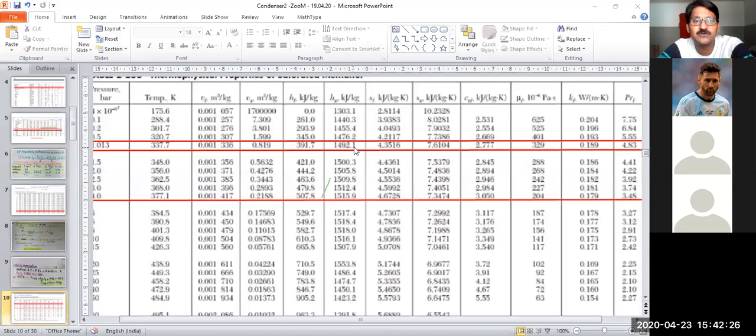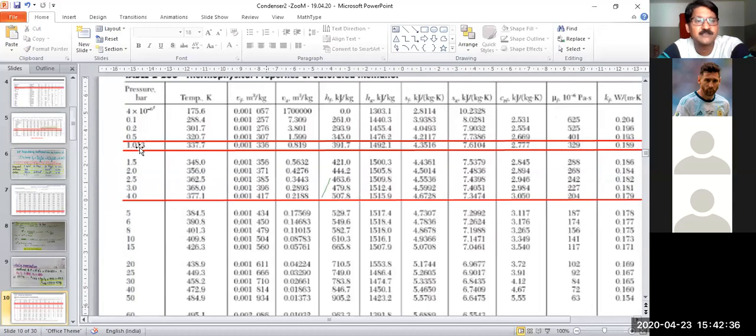1492 and Hf is 391.7. Okay, refer this page. This is how you can refer the page numbers. See here, this is a pressure; the corresponding temperature is 273 plus 67.3, which will be 337.7. The corresponding value of Hg minus Hf will be the value of latent heat. Is it clear?